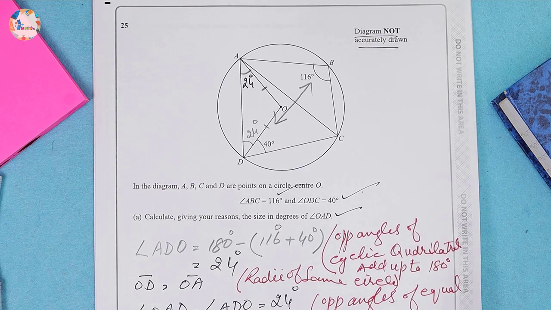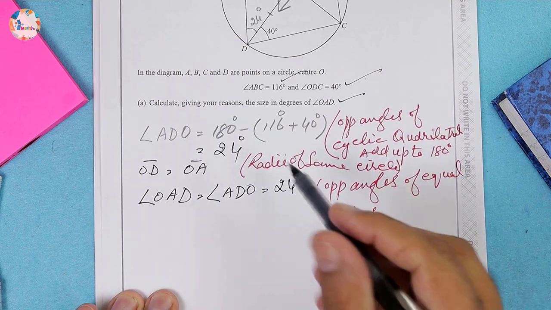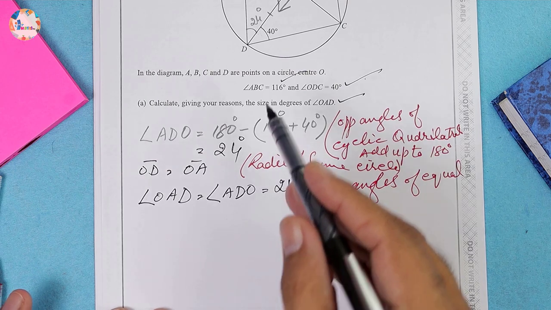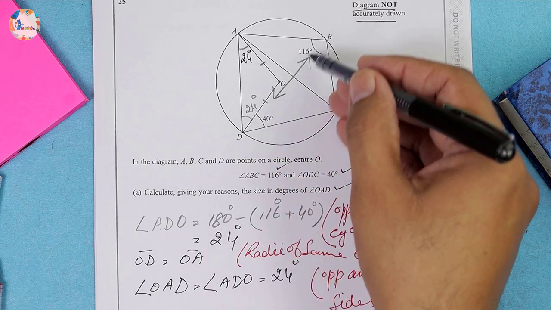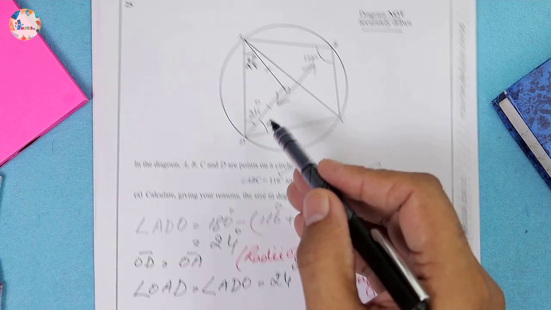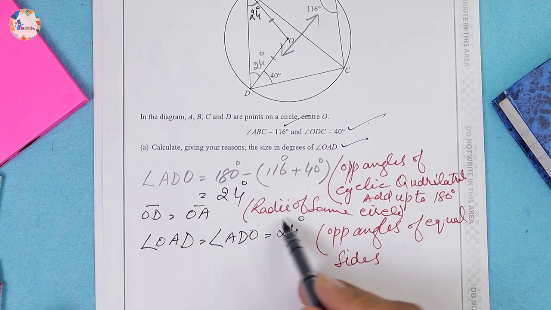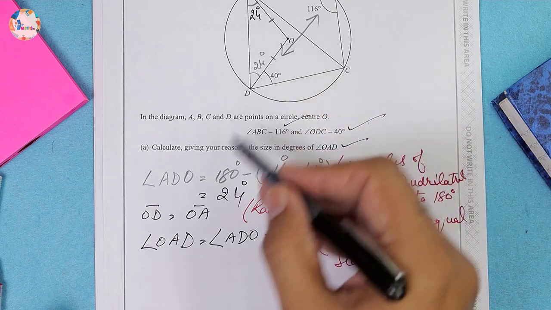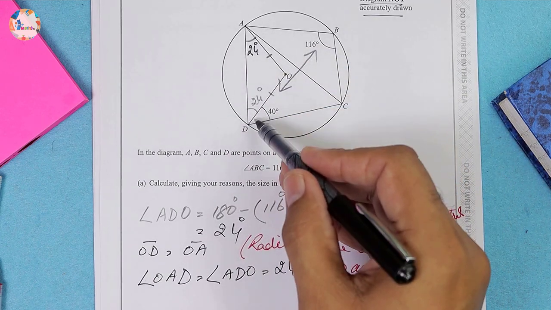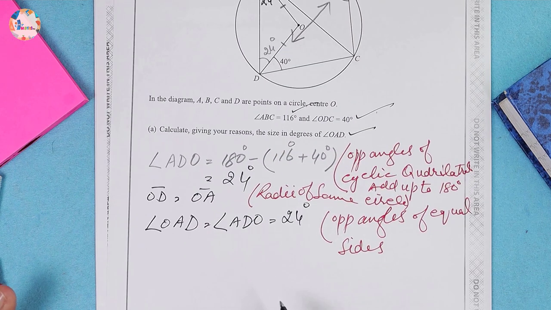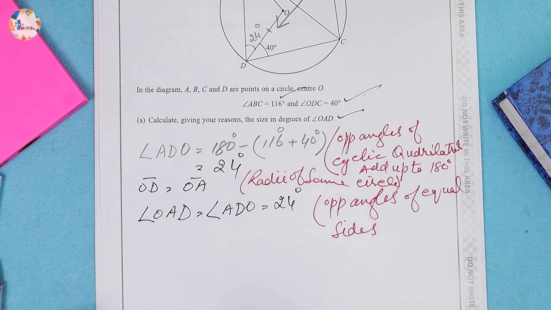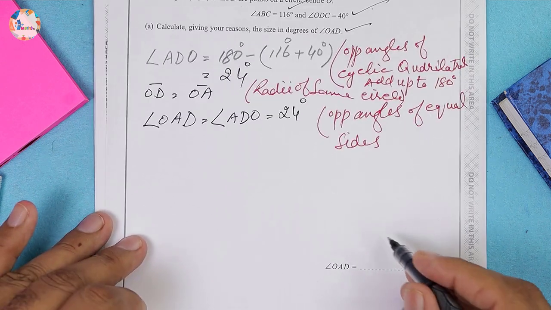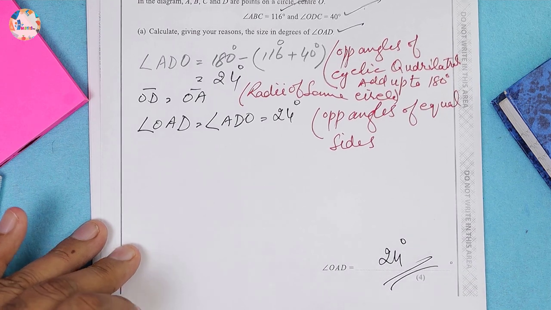So I will move the page. Basically this was the first step which we have written over here. This angle is adding up to 180, so 180 minus 40 and 116, 24. Then these two sides, OD is equal to OA, reason is radius of the same circle, and OAD is equal to ADO, which is equal to 24, because opposite angles of equal sides. So the answer will be over here at the proper location, 24 degrees.